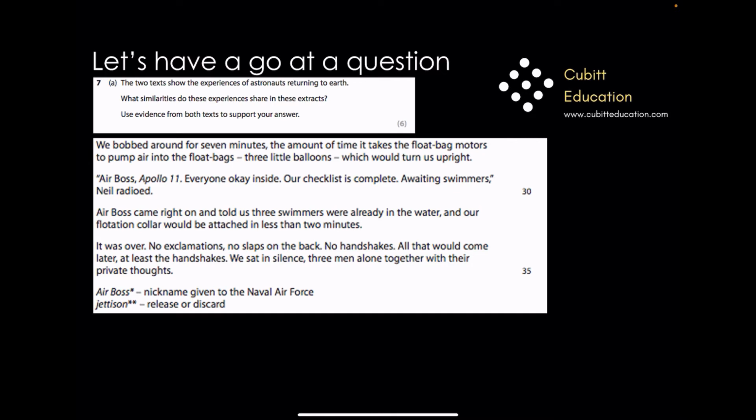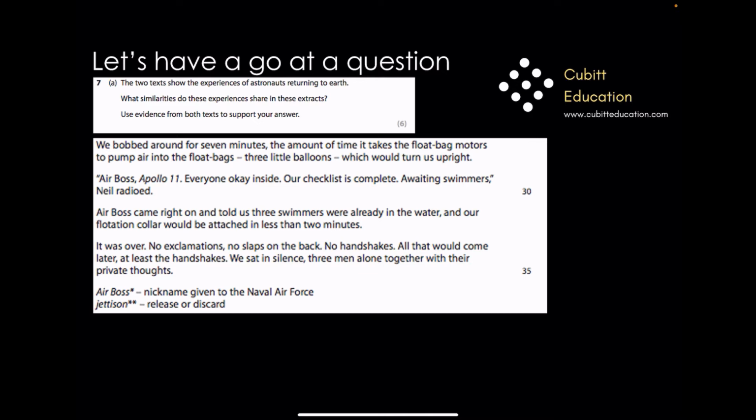Okay, so that's the end of text 1. It then just goes on to explain these 2. Airboss is the nickname given to the Naval Air Force. So that's who they're talking to over the communication, the comms, I guess. And jettison just means to release or discard.